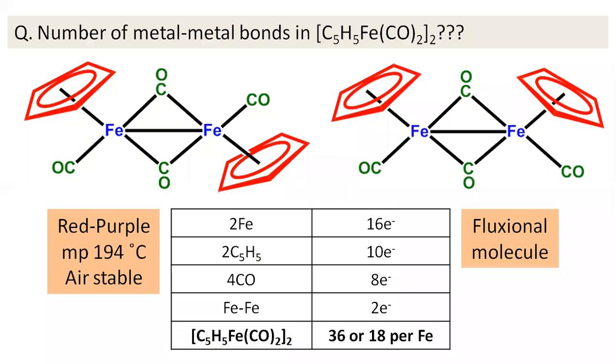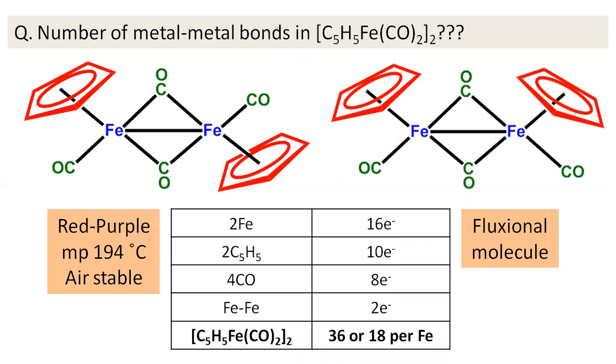So let's start. Today we'll discuss this problem in this video. You have an iron complex where you have a Cp ligand and carbonyl ligand, and they're asking how many metal-metal bonds are there in the complex.